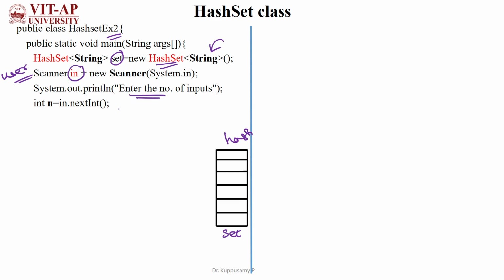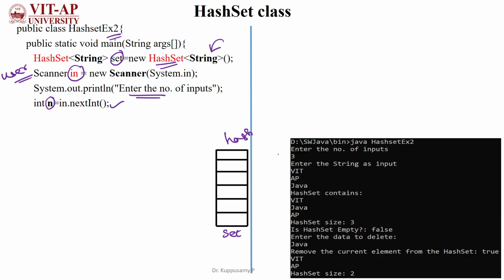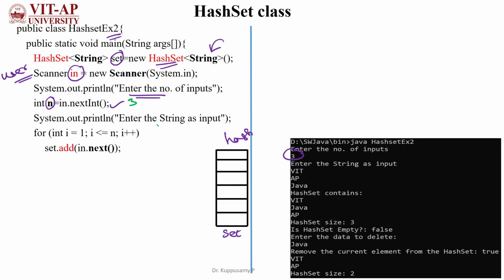Now enter the number of inputs. Here the number of inputs is received in n. As per the procedure I am receiving the value 3, so 3 is given. Now enter the string input because our set variable is of String data type. So now we have to enter the string input, n values, here 3. First it checks whether i value 1 is less than or equal to 3, which returns true, gets inside the for loop, receiving the string input.